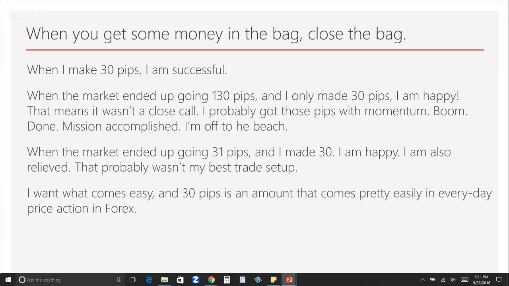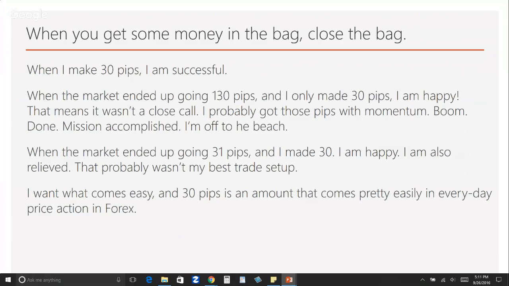It is not our job to get into the uptrend at the very bottom and get out at the very top. That's not our job. Our job is to track some repeatable patterns in the market and get in and take what comes easy and get out and do it again tomorrow.